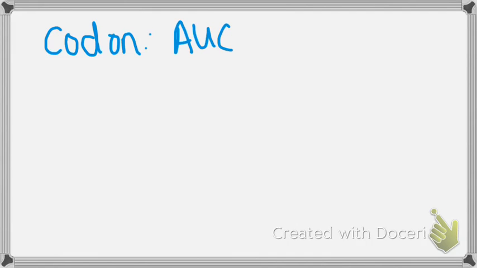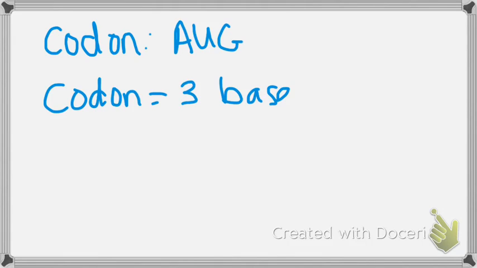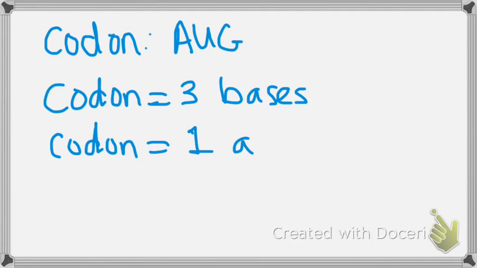Okay, so some terms that I used in that last slide about translation is the word codon. A codon is going to be 3 bases. So, for instance, A, U, G, that would be 1 codon. So 1 codon equals 3 bases, and 1 codon is going to code for only 1 amino acid.